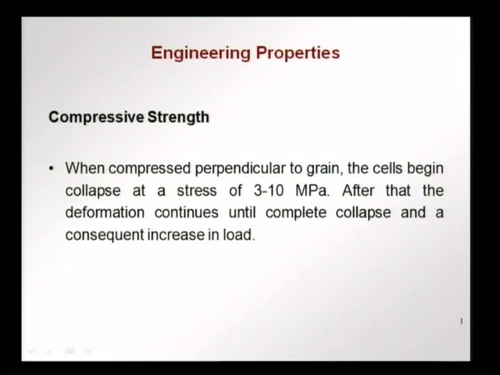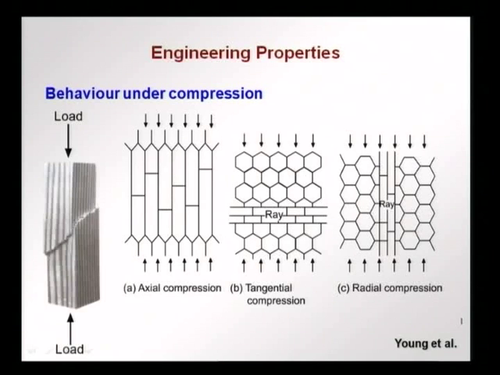After the collapse, the deformation continues to increase, because now the cells become flat until complete collapse and consequent increase in load after that, because the cells have completely collapsed and they have flattened. Then the load can again increase, but we have crossed the useful deformation limit of the wood. Now, this can be explained by looking at the microstructure in this picture.